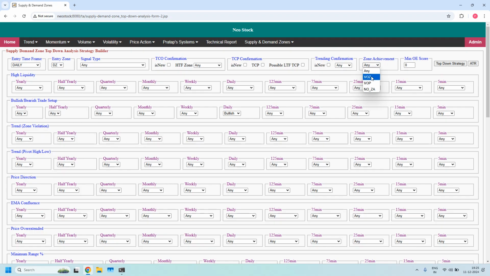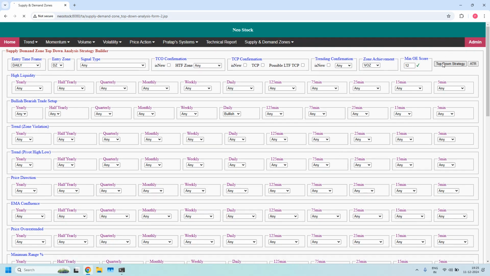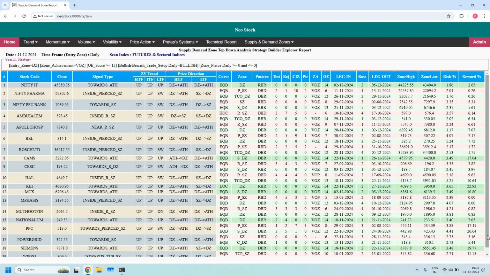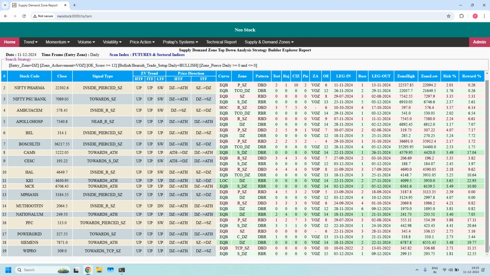And zone achievement violated opposing zone. Minimum odd enhancer score 12. To which zone should all these three parameters apply? Daily demand zone, they are applied. Let's filter the stocks. We got 19 stocks supporting bullish trade setup for monthly income trade. I am scrolling the list down.